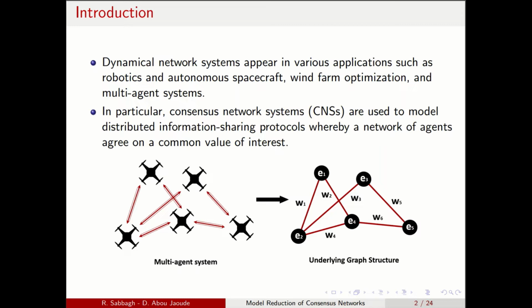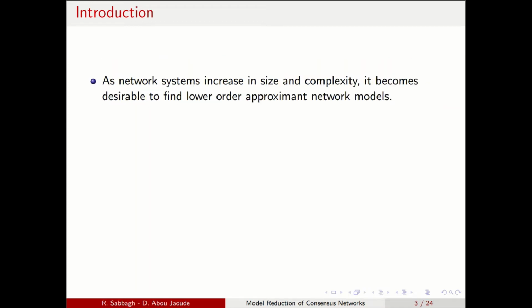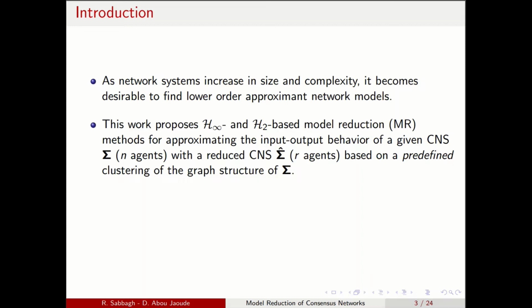And it is common to analyze multi-agent systems by utilizing a graph to represent the network structure over which their dynamics evolve, where the graph nodes would represent the agents and the graph edges would model the interconnections between them. However, as network systems increase in size and complexity, it becomes desirable to find smaller network models that approximate the behavior of the original network system. And so this work proposes H-infinity and H2-based model reduction methods to approximate the input-output behavior of a consensus network system based on a predefined clustering of its graph structure.